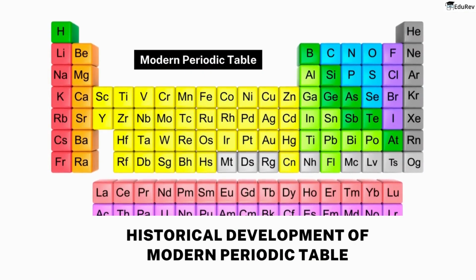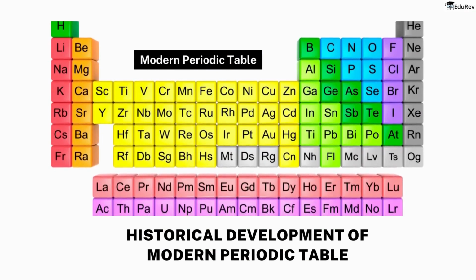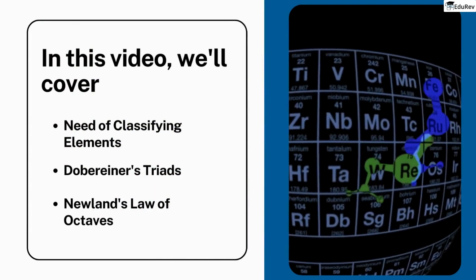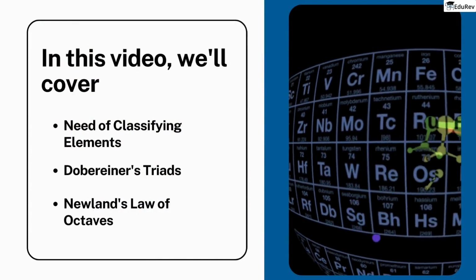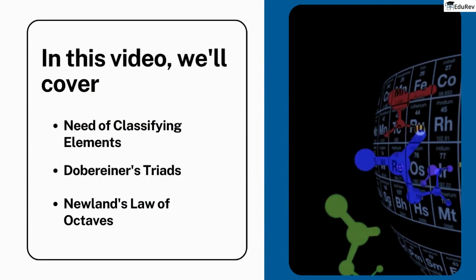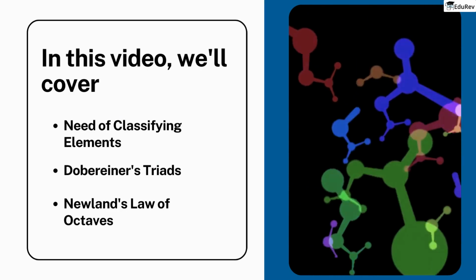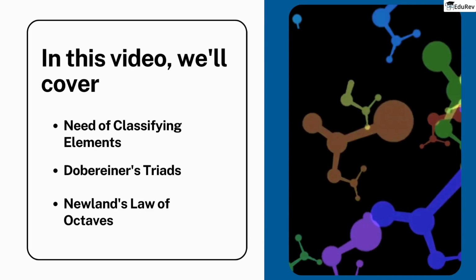Come along with us on this Class 11 chemistry video, where we will examine the methods used by past scientists to classify elements and how these paved the way for the development of the modern periodic table of elements. In this video, we will delve into the reasons behind the need for classifying elements, as well as explore Dobereiner's triads and Newland's law of octaves in great detail.